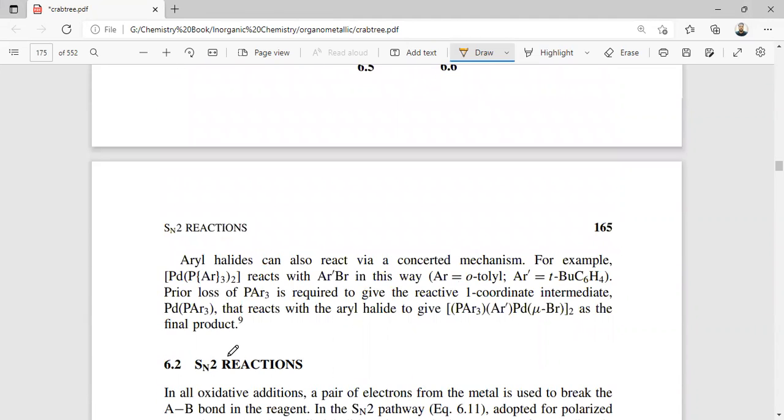So aryl halides can also react via the concerted mechanism. For example, the Pd(PPh3)4 will react with the ArBr in this way. The periodic loss of PPh3 is required to give the reactive 14 electron intermediate, which reacts with the aryl halide to give this biaryl product.